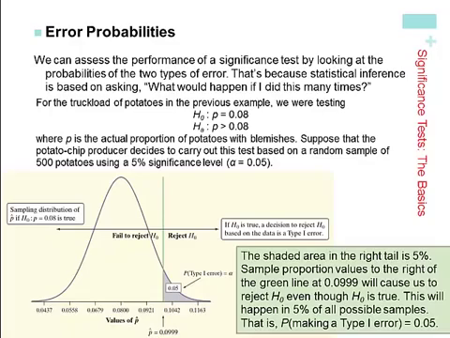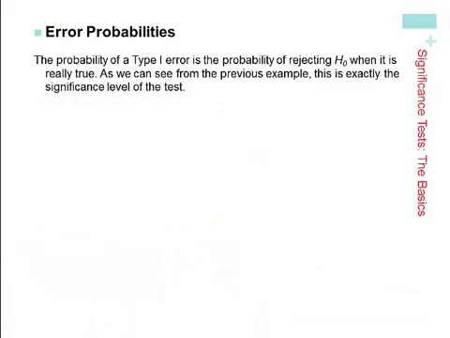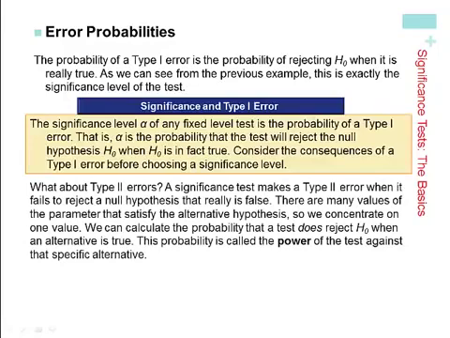So finding the probability of a type 1 error is really easy, because you are the one that sets the significance level. Whatever the significance level is, that is the probability of a type 1 error. So the significance level alpha of any fixed level test is the probability of a type 1 error. That is, alpha is the probability that the test will reject the null hypothesis when the null hypothesis is actually true. Consider the consequences of a type 1 error before you choose the significance level alpha.